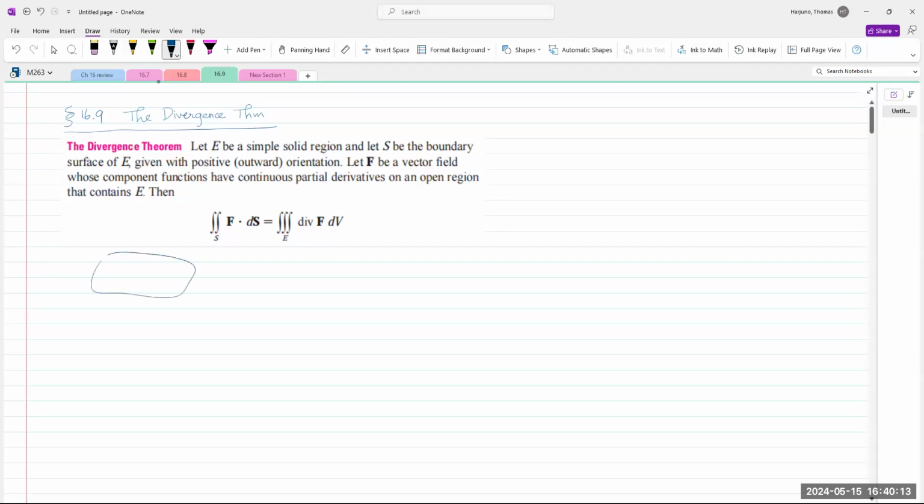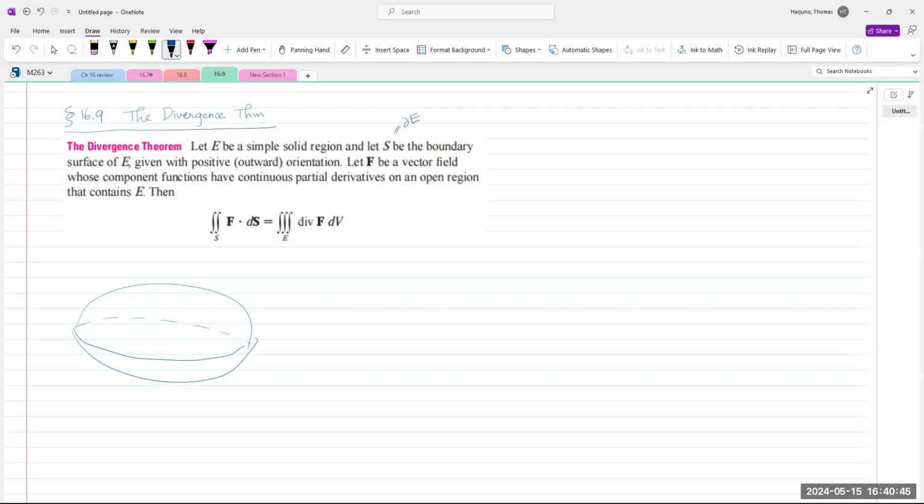Let's say something that looks like a ball. A simple solid region. Okay, and then let S be the boundary surface. E is the solid, S is the boundary. So we can say this S is actually the boundary of E.